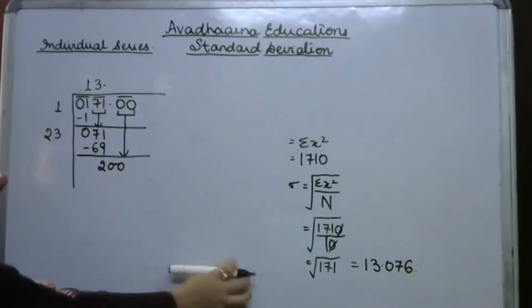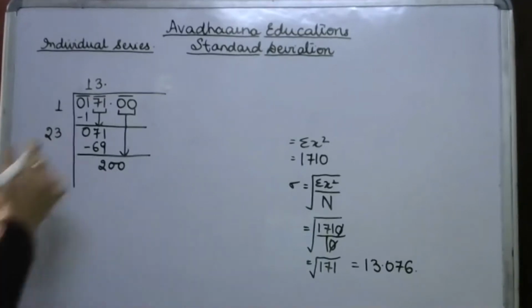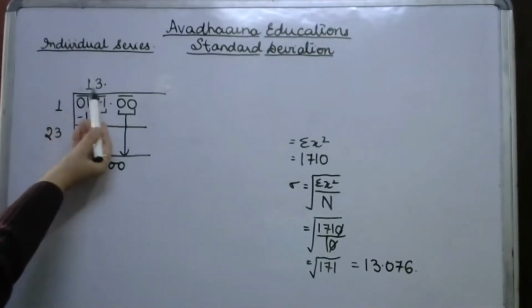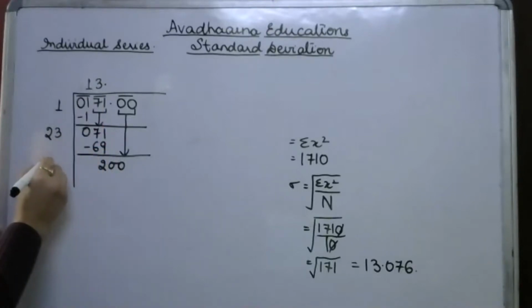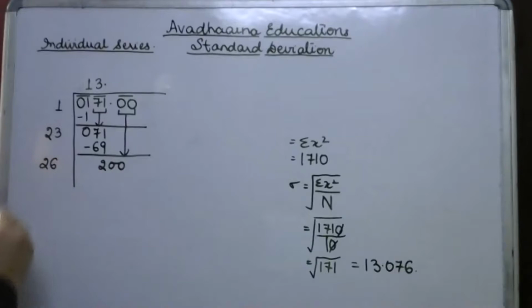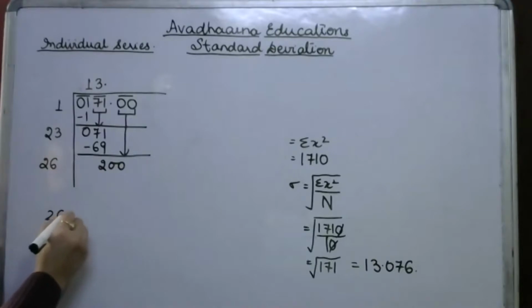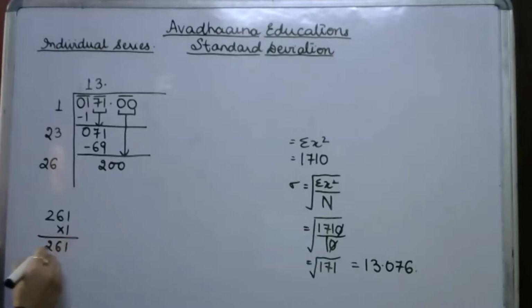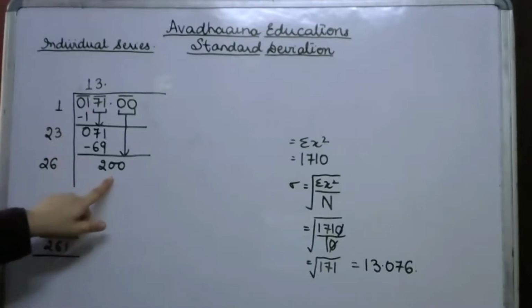Next step is we'll take the double of 13, which is equal to 26. Now double of 13 is 26. So if I start with 26, then 1 into 1, I'm going to get the product as 261, which is greater than 200.